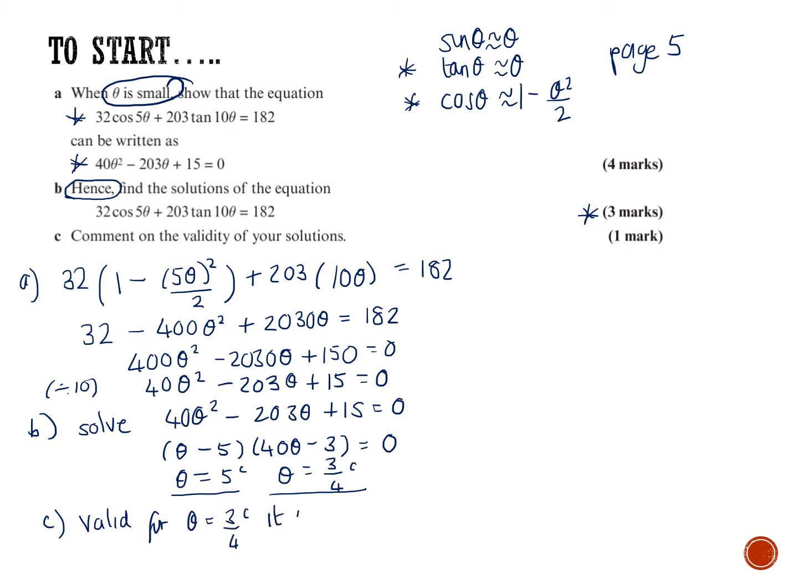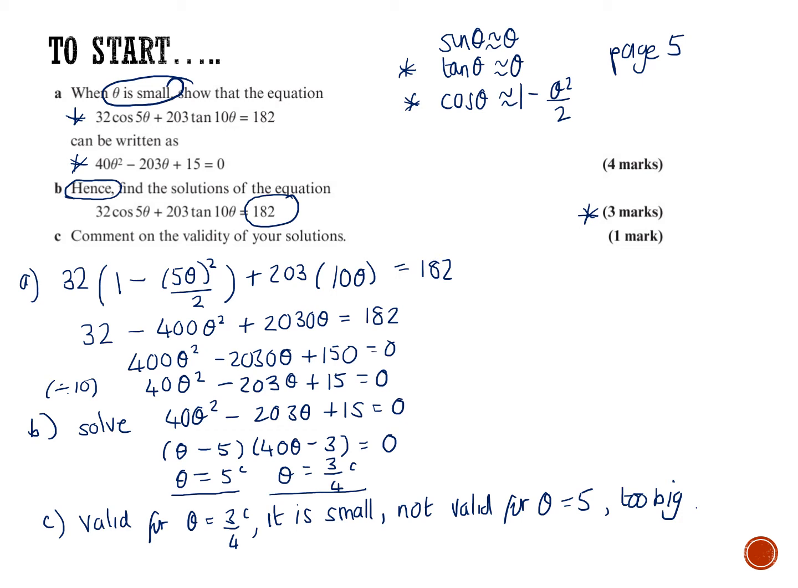It's small, okay, but not valid for theta equals 5. Okay, that is too big. And what you'll find is if you do actually sub that back into the equation, if you put theta as 3/4, then you pretty much do get that. Okay, if you put in theta as 5, you'll be quite away from that.